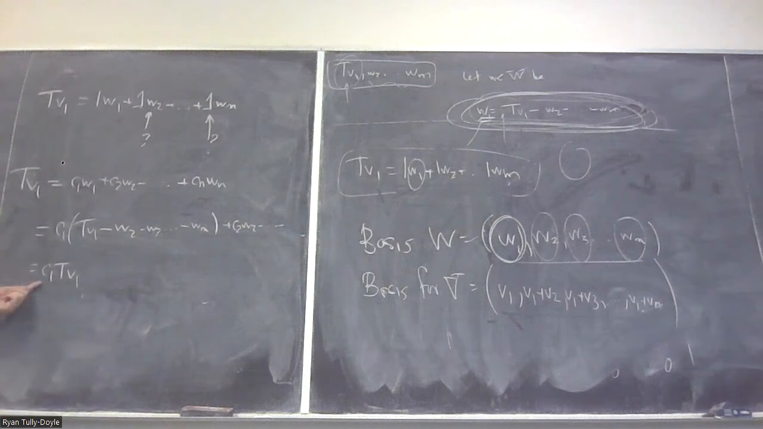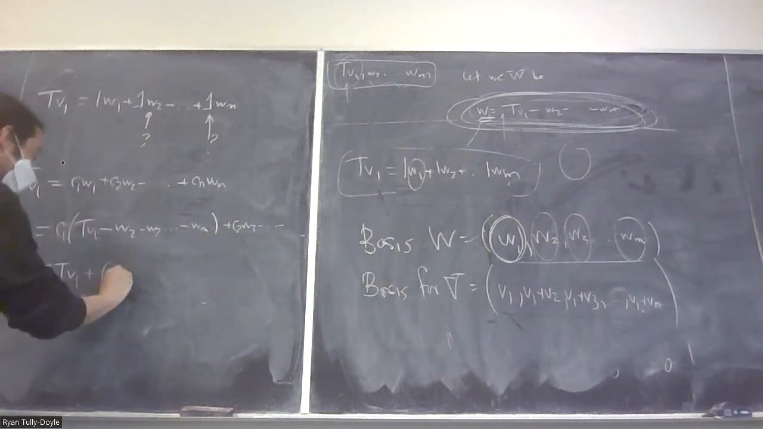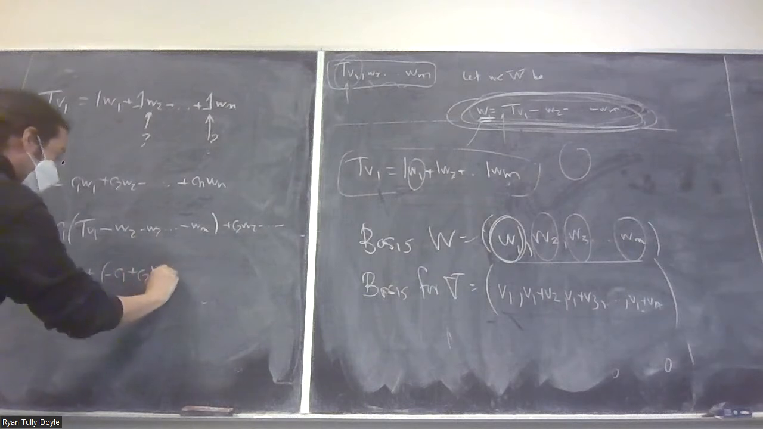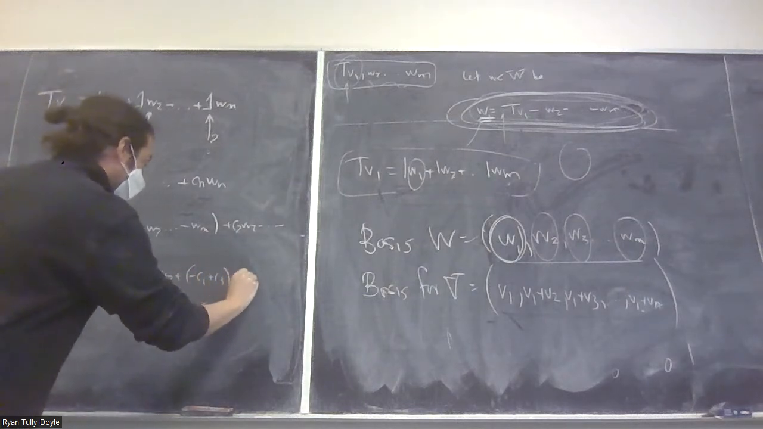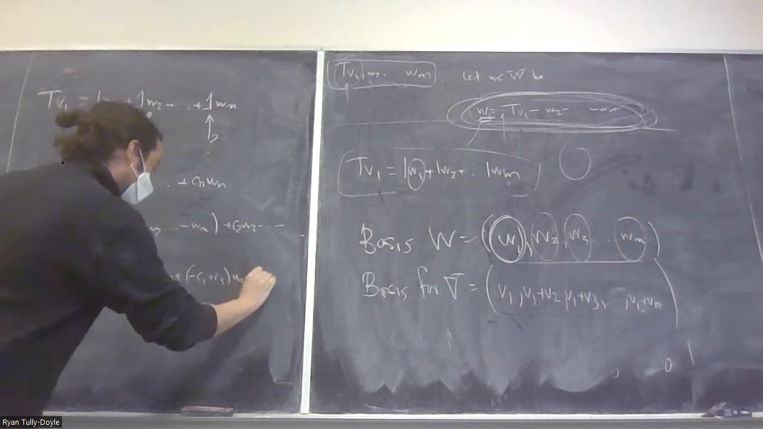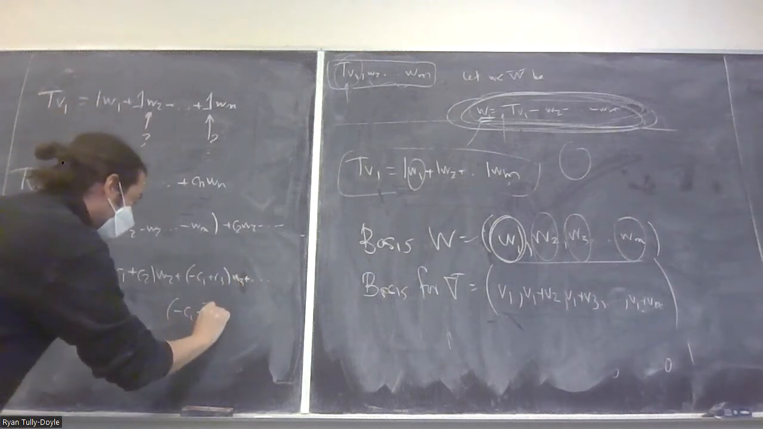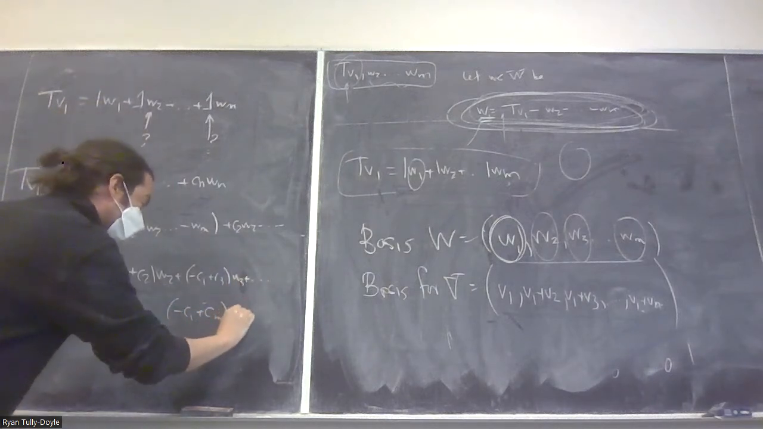Okay, now right there, what does C1 have to be? 1, right? Because if TV1 is going to spit out a TV1, there better be a 1 stuck in front of it, right? And then let's look at the rest of it. What happens to the rest? Well, I've got a minus C1 W2 and a C2 W2, right? Plus (minus C1 plus C2) W2, plus (minus C1 plus C3) W3, out to (minus C1 plus CM) WM.